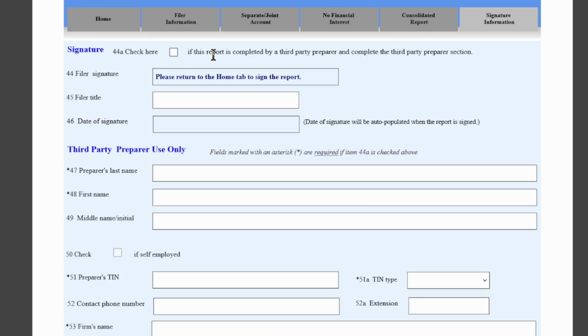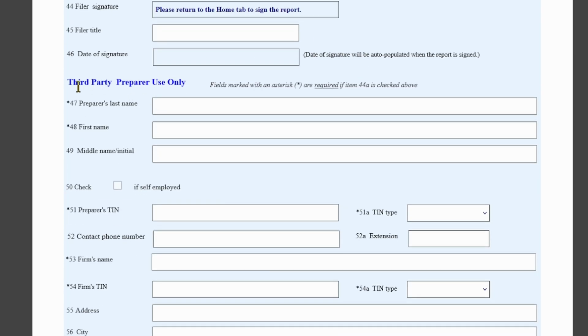Okay, now we get to the signature part. It says check here if report is completed by a third-party preparer and complete the third-party preparer section. So if a CPA or attorney is doing this for you, you would check here. Otherwise, you would leave it alone. The filer signature adds your signature when you go back up top to those sign buttons that you saw in the beginning, and the date gets populated once you sign it up there. It's really convoluted how they do this. These buttons should be here at the bottom so you could see it get filled in as you sign. But anyway, we'll do that in a second.